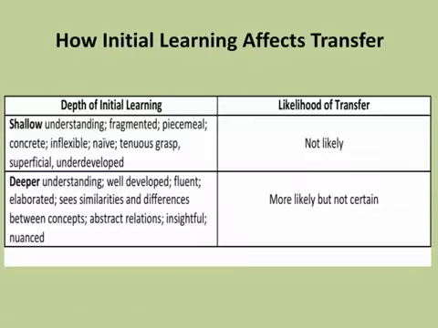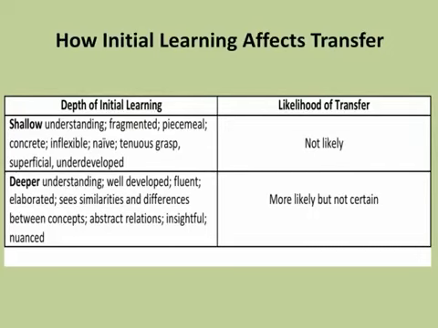The key factor is the level or depth of students' initial learning of the subject matter or skills. We can't quantify depth of understanding, but we can distinguish between shallow and deeper understanding. When our understanding is shallow, our grasp of a topic is fragmented, piecemeal, concrete, inflexible, naive, superficial, underdeveloped, and incomplete. In contrast, when we have deeper understanding, our grasp is well-developed, fluent, elaborated.